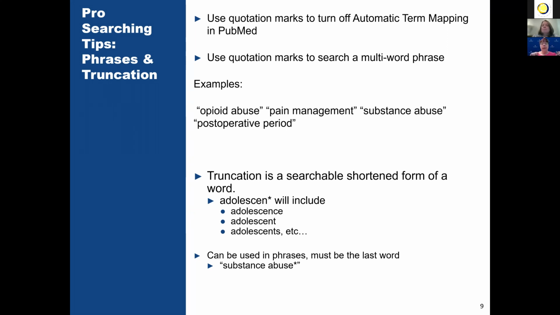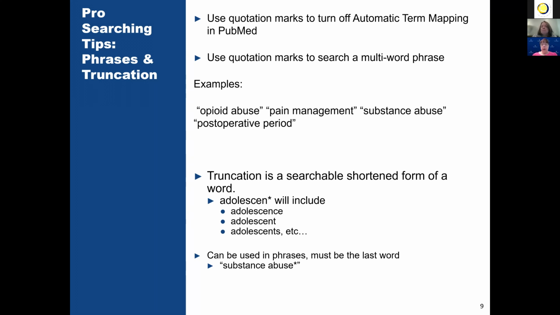You don't want a database to take a phrase like opioid abuse or pain management and say opioid and abuse. And then you get a very legitimate return of opioid in the title and abuse in the abstract, but the article doesn't have anything to do with opioid abuse. But it's a valid search return because it just ended. Whereas if you said opioid abuse in quotation marks, you have to get those 2 words next to each other.